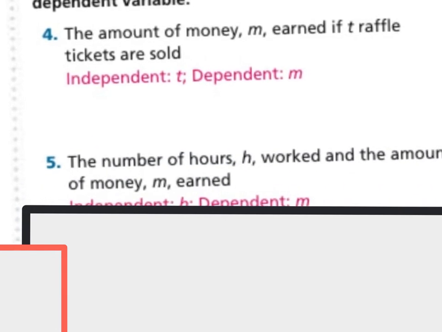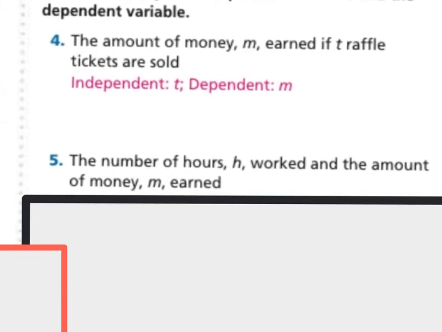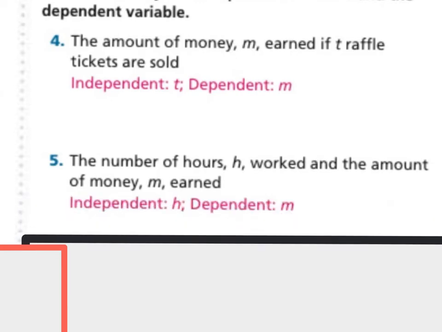All right, number 5, number of hours H worked and the amount of money M earned. So we can think about, does the number of hours you work depend on how much money you earn, or does the amount of money you earn depend on how many hours you work? So the money you earn is going to depend on how many hours you work. You have to work first and then you earn the money. And so that means H, the hours you work, is going to be independent, and the amount of money earned is going to be dependent.